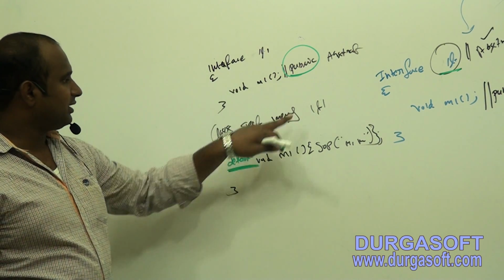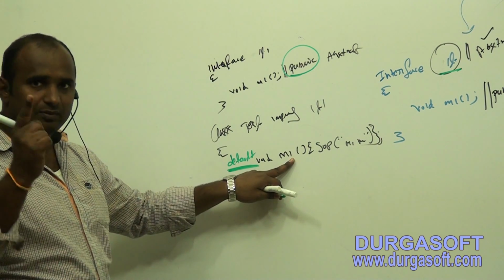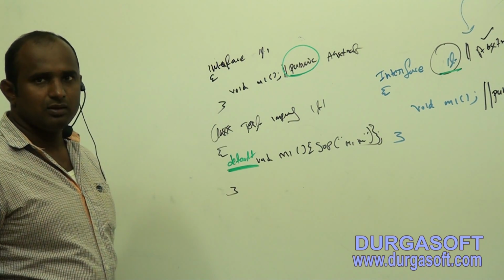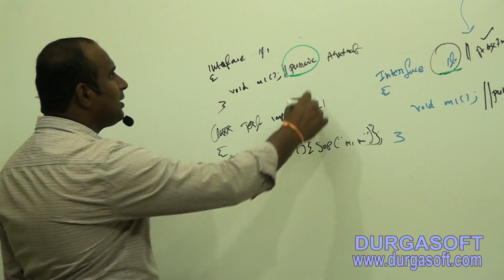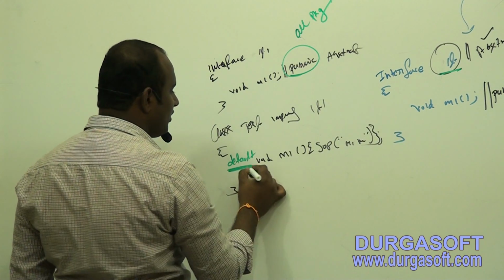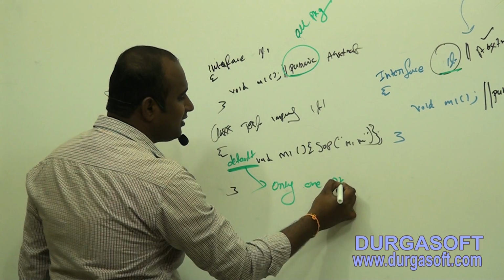Interface method is public. While overriding, while providing the implementation, which method is that here? The default method. Default, you know, public means how many packages are able to access? All packages are able to access. Default means how many packages are able to access? Only one package is able to access.